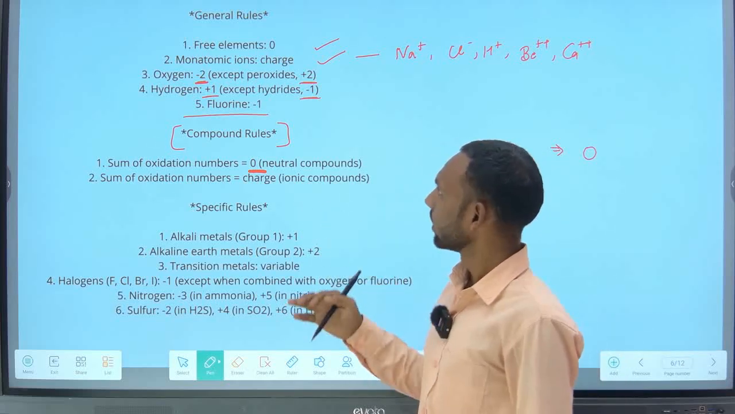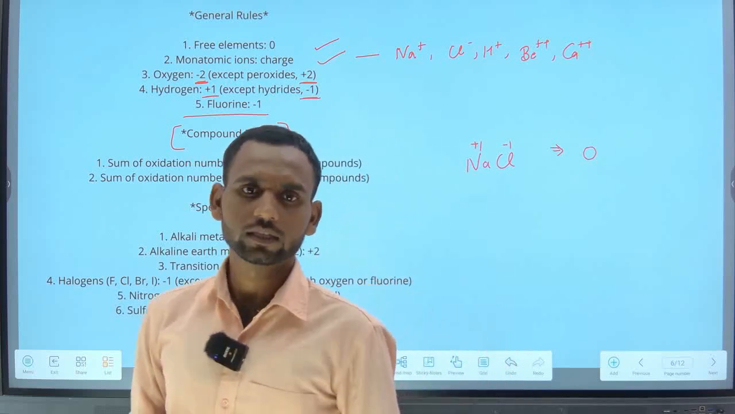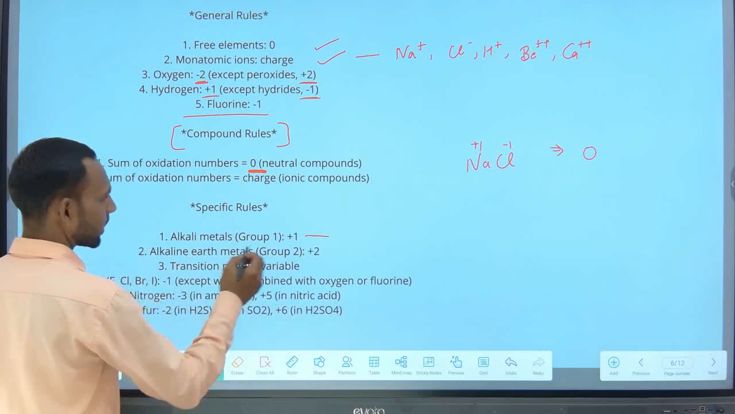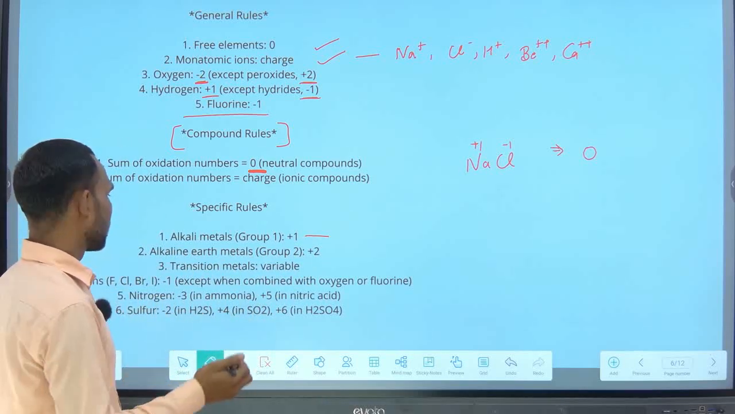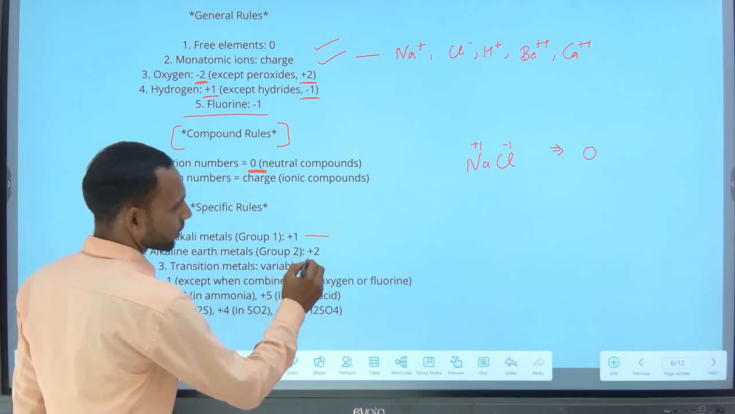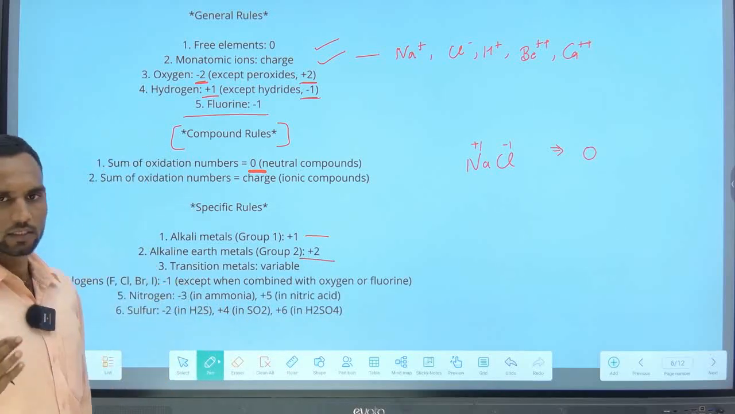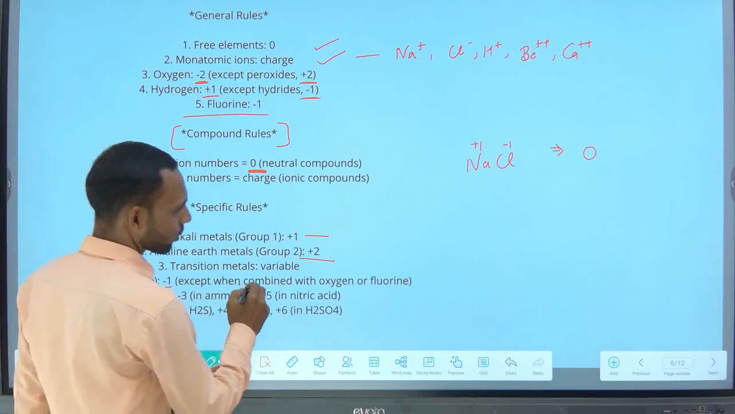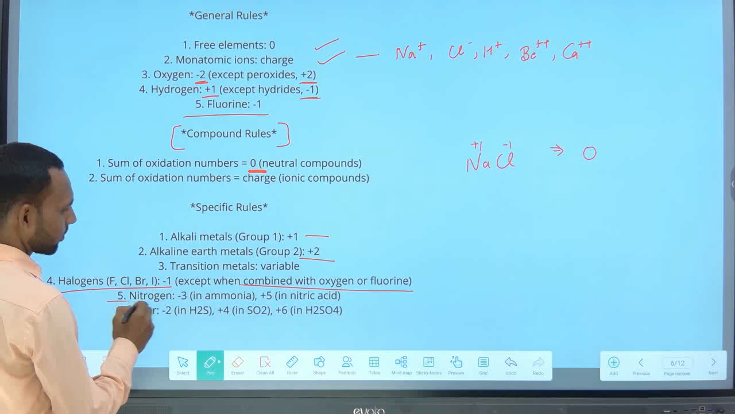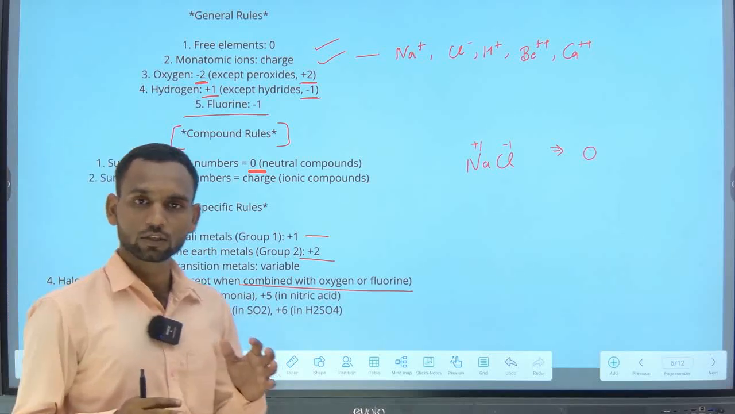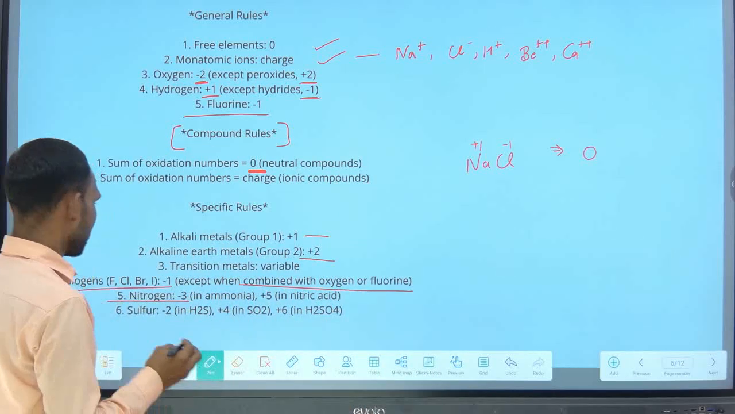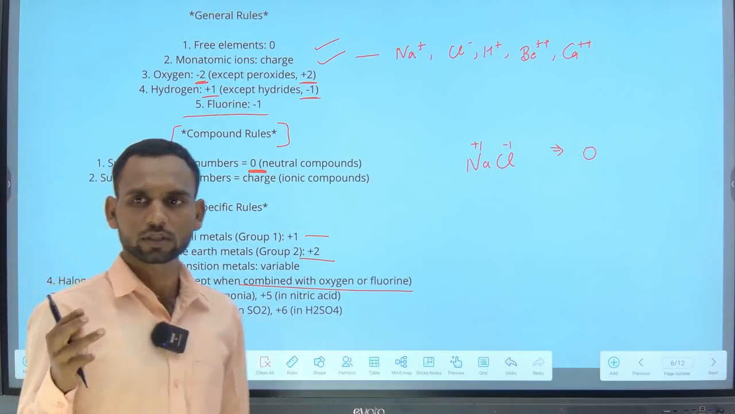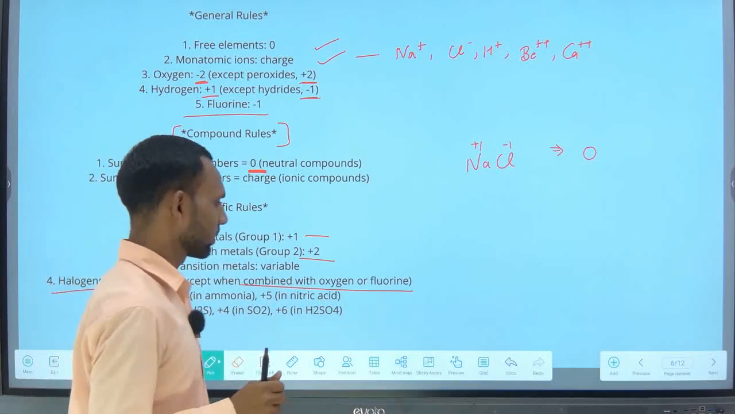Next, specific rules, which are the most important. Alkali metals +1, and alkaline earth metals have +2, meaning calcium, magnesium, beryllium, and the halogen family have -1, with the exception of oxygen and fluorine. Nitrogen has -3 and varies from -3 to +5. Sulfur has -2, with exceptions in some compounds, which have different oxidation states.